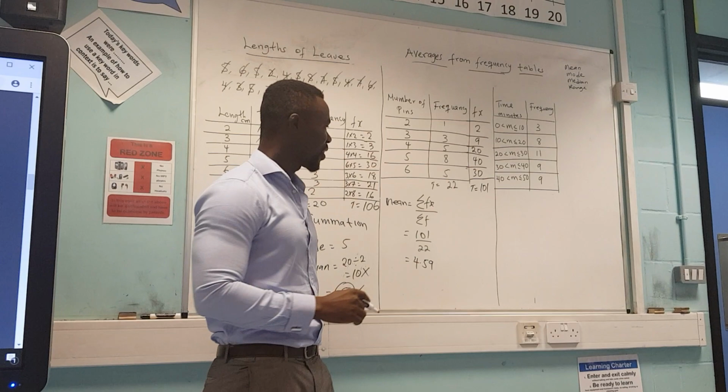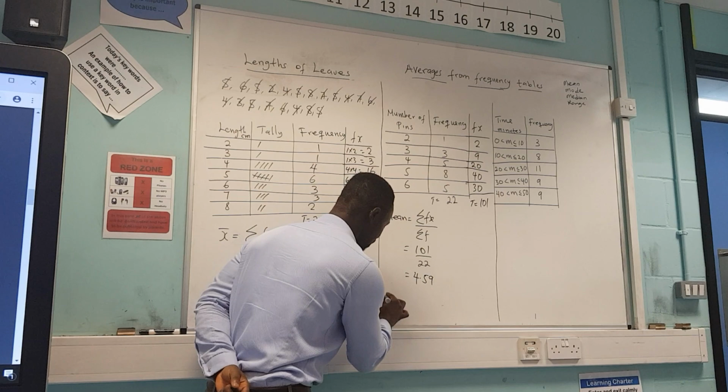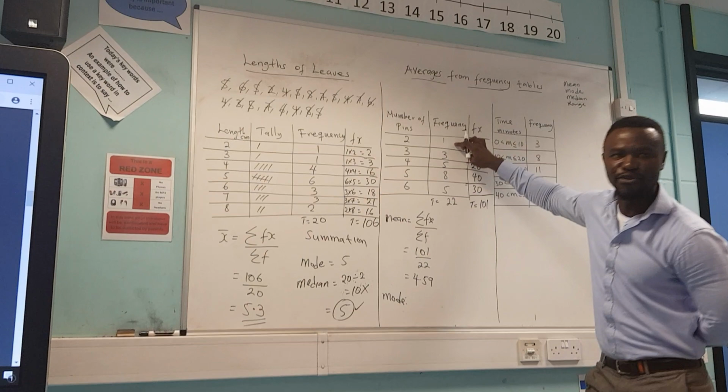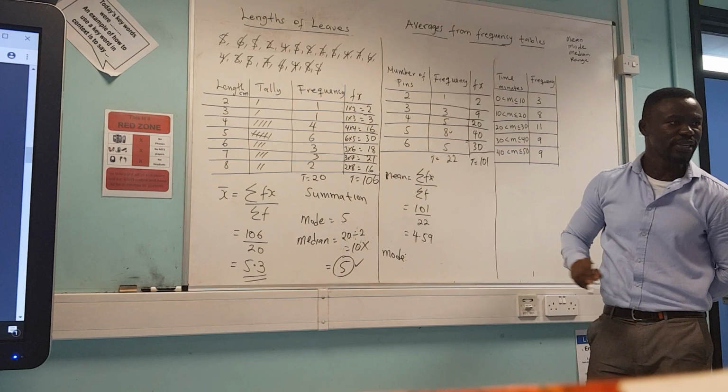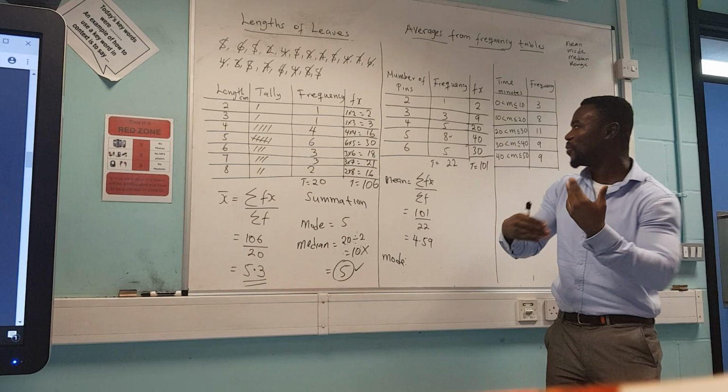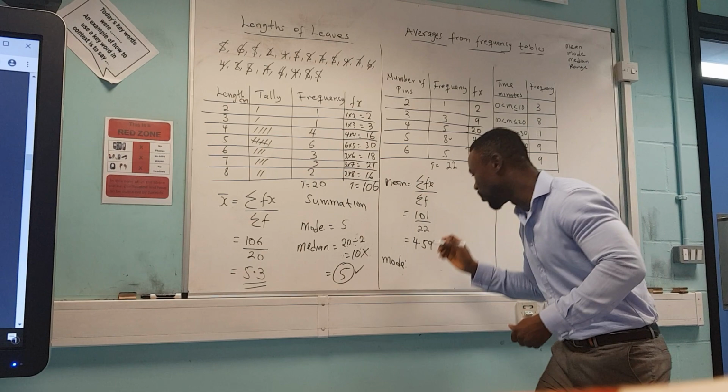Then, if I'm asked to find the mode, again, our mode is the most common number. So go to the frequency. What is the highest frequency here? Highest frequency is what? 8. But 8 is not the number. The 8 is the frequency. The 8 is telling you how many times that number came. So what is the number of pins on that side? 5. So our mode equals 5.